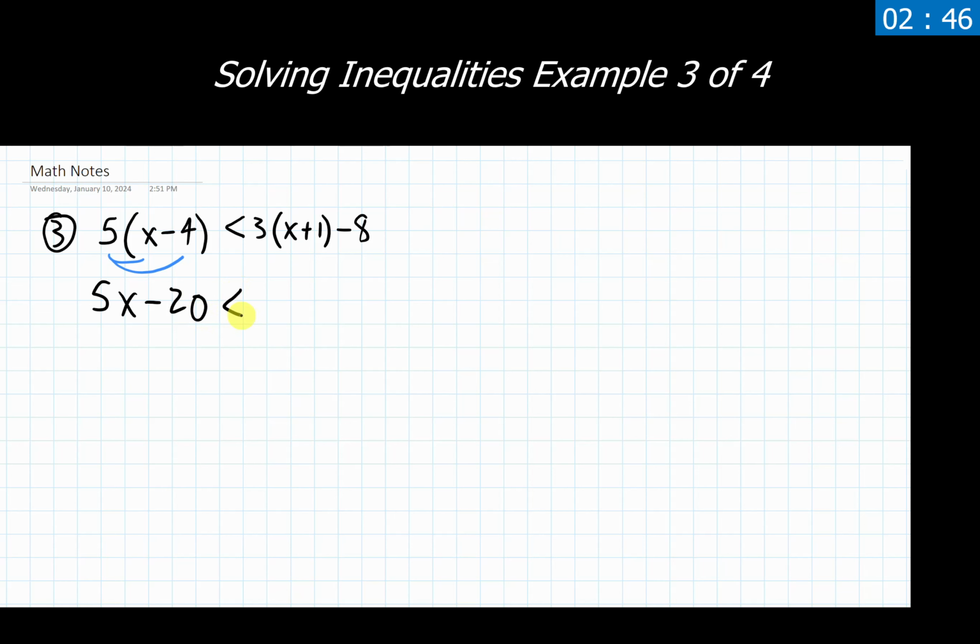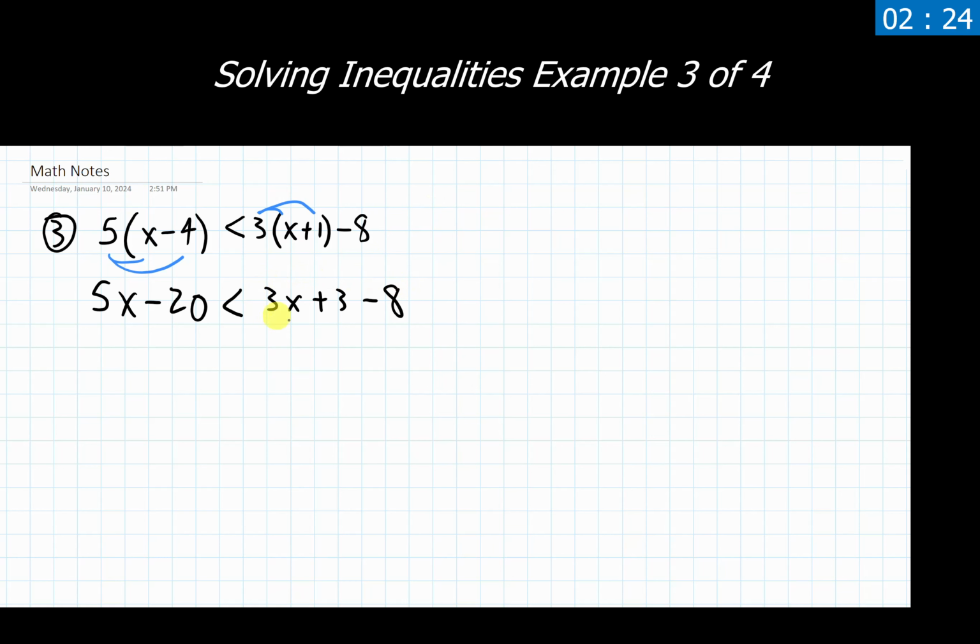I can't combine anything else together on that left side, so that's fine. We have 5x minus 20, and we'll just leave it there. On the right side, we have this 3 times the quantity x plus 1. That's going to give us 3x plus 3. And then the minus 8 is still just sitting there from our first step to our second.